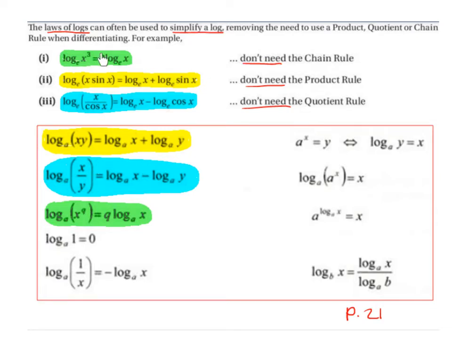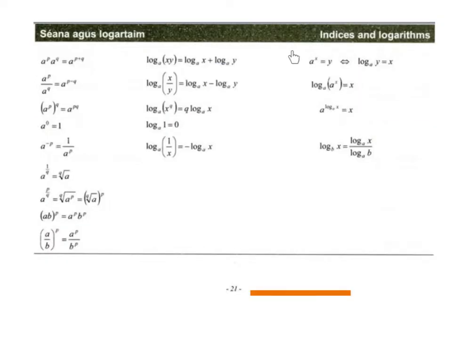So rewriting like this, we don't need to bother using the chain rule. Rewriting like this, we don't need to use the product rule. And rewriting like this, we don't need the quotient rule. So always check if you can rewrite using your laws of logs to avoid using these. So here we have page 21 and all our indices and logarithm rules.